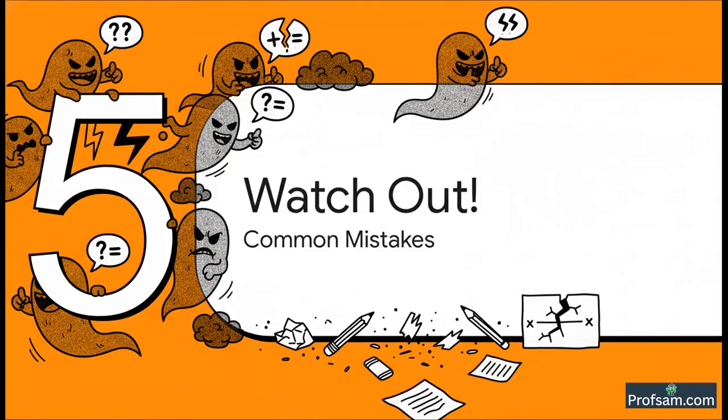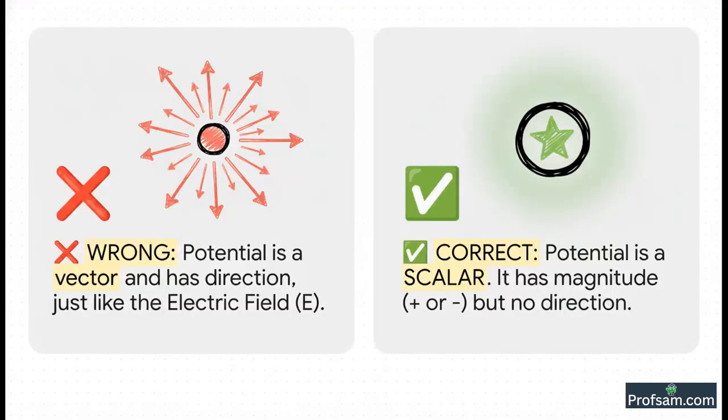Now for a very critical section. Everybody, full focus here. Let's talk about the common mistakes, the silly errors that can silently kill your marks in the exam. This is, without a doubt, the #1 mistake students make. They mix up electric field and electric potential. Please, please remember, the electric field is a vector. It has a direction, an arrow, but potential is a scalar. It's just a number. It can be positive or negative, sure, but it does not point anywhere.